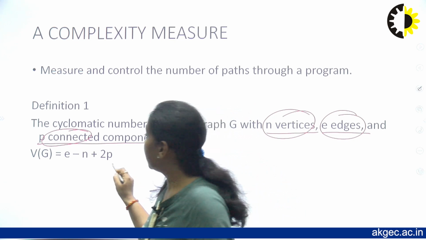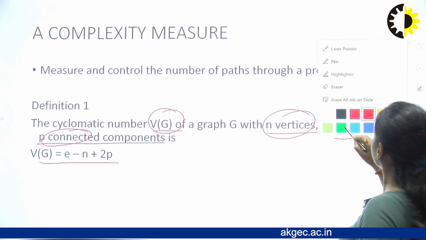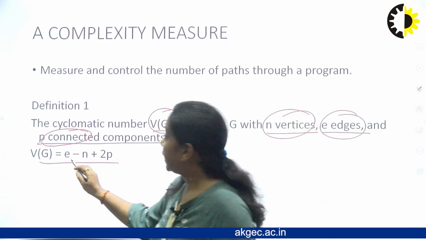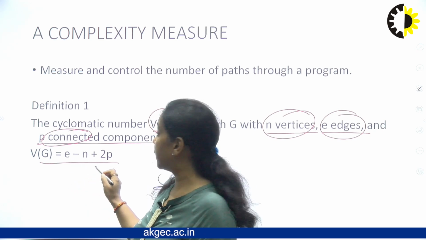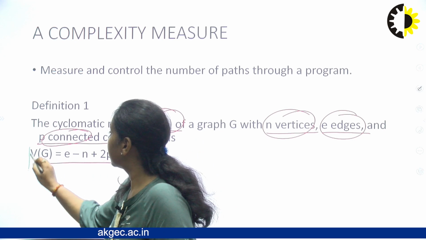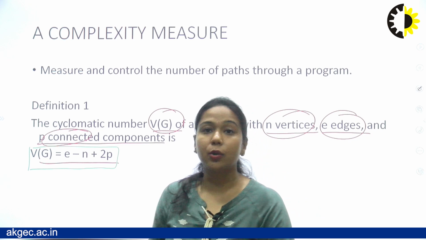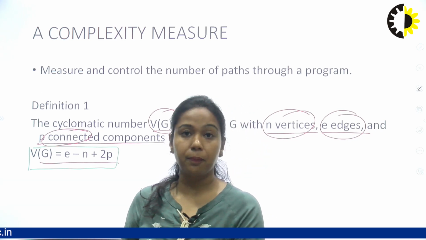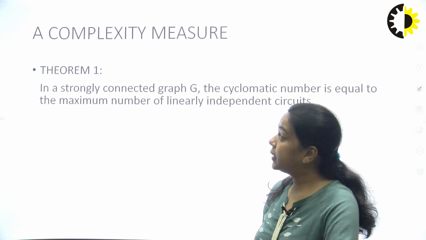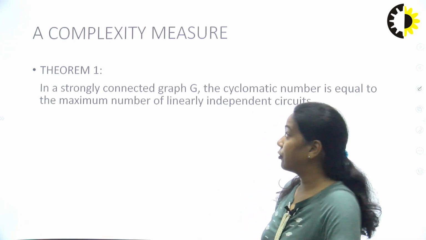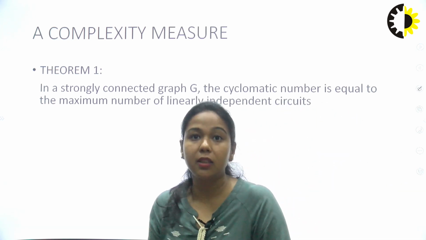The formula for V(G) is E, the number of edges in the graph, minus n, the number of vertices, plus 2P. This is the formula that will be used while calculating the cyclomatic complexity. The first theorem concerns the cyclomatic complexity in a strongly connected graph G. Here we calculate the cyclomatic complexity with the help of the graph.